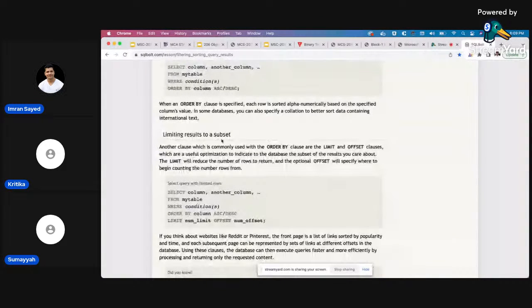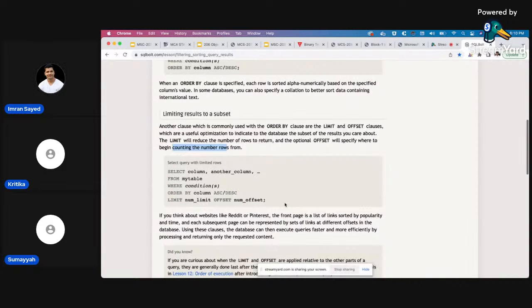Limiting to a subset. The limit thing we did yesterday, I think. Another clause which is commonly used with the order by clause are limit and offset. Offset is, let's say there are 10 records and I want to start from the fifth record. So I want 5 to 10. That's when your offset is helpful. You'll set the offset to 5, so it'll skip the first 5 and give you the next 5. These are useful for optimization, to indicate a database subset. The limit will reduce the number of rows to return, and the optional offset will specify where to begin counting. So that's your limit, that's your offset.